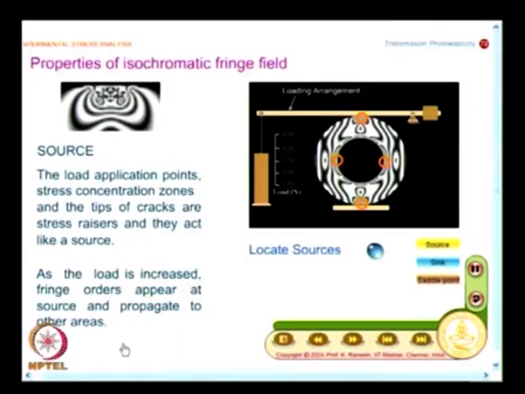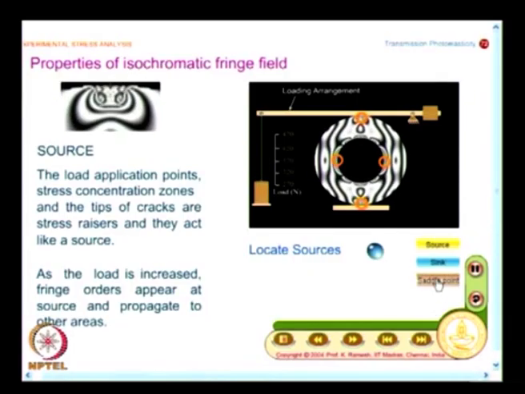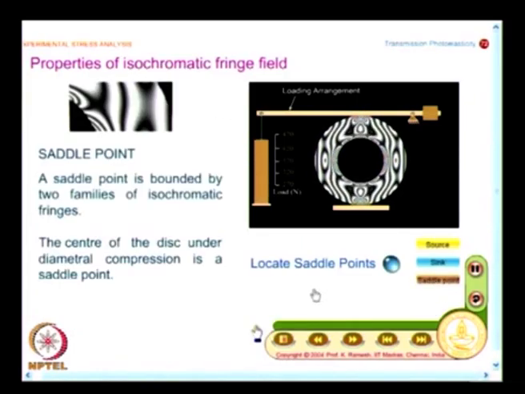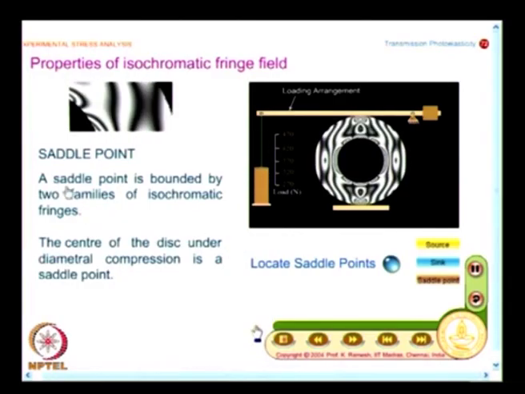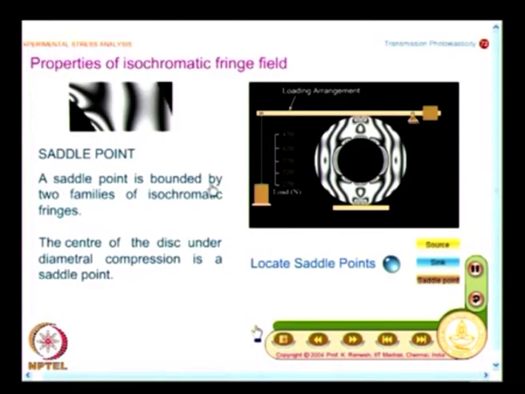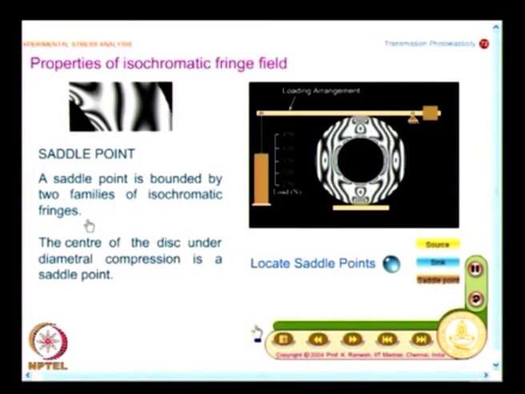Fine. And in that case, I could find this as two orthogonal lines. It is not necessary that it is always orthogonal. So, we will see what a saddle point is. Having looked at the circular disc, the center is a saddle point. A saddle point is bounded by two families of isochromatic fringes.